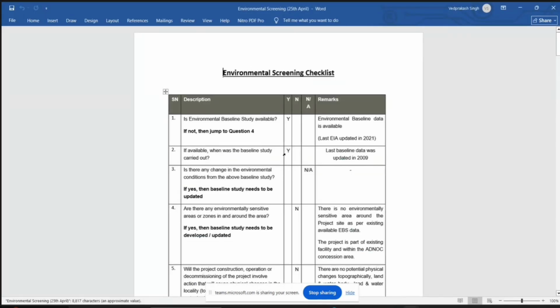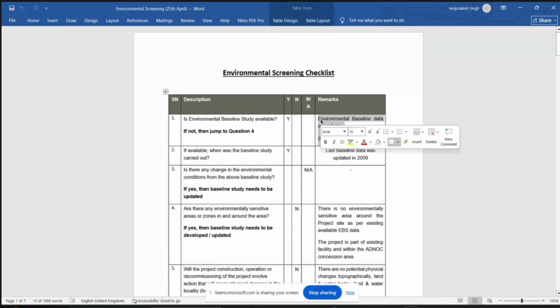Is environmental baseline available? Answer is yes. Right? Yes or no? Answer is yes, it should be yes. Is this environmental baseline done or not done? Environmental specialist, is any environmental baseline available at site? You know environmental baseline, right?